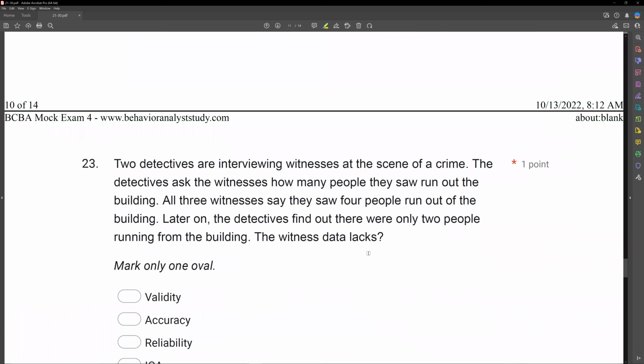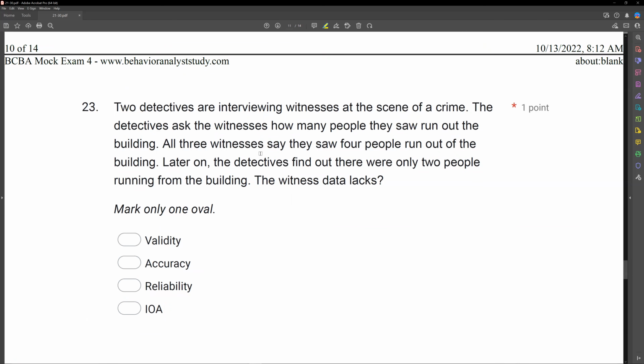Two detectives are interviewing witnesses at the scene of a crime. The detectives ask the witnesses how many people they saw run out of the building. All three witnesses say they saw four people run out of the building. Later on, the detectives find out there were only two people running from the building.